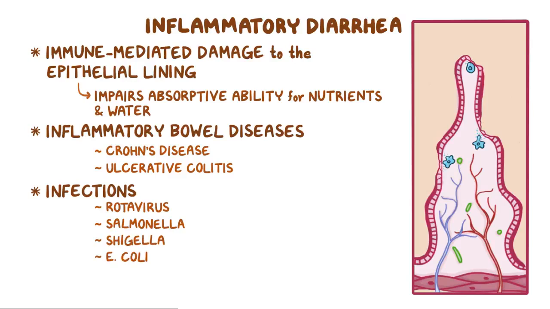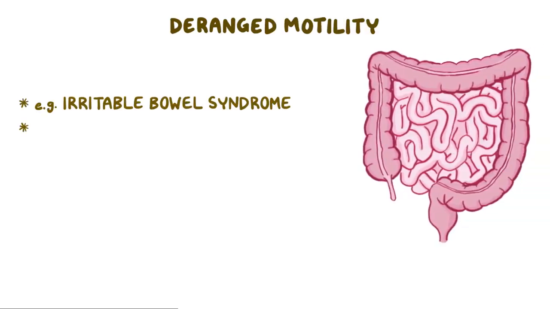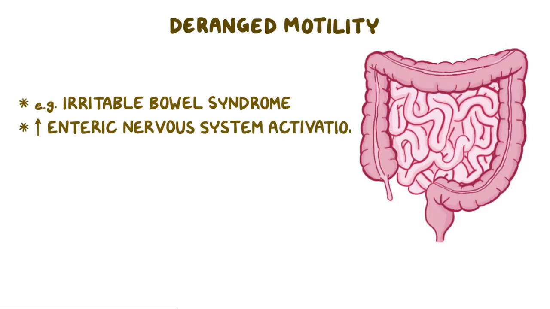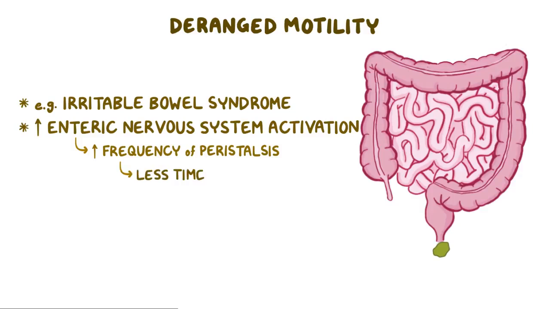coli. In diarrhea associated with deranged motility, like in irritable bowel syndrome, there's increased enteric nervous system activation, which leads to increased frequency of peristalsis. This pushes the chyme through the intestines too quickly, resulting in less time for water and nutrients to be absorbed.